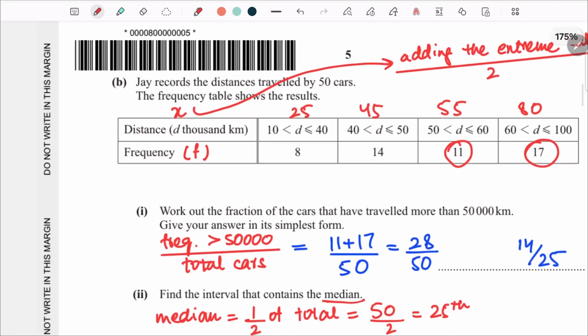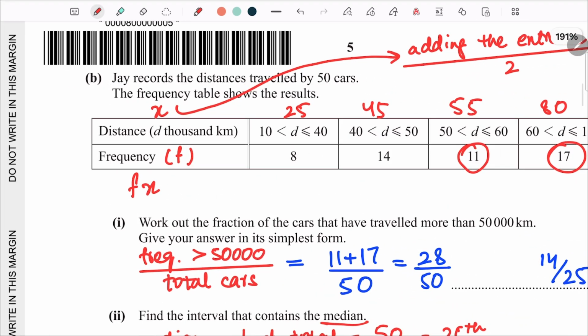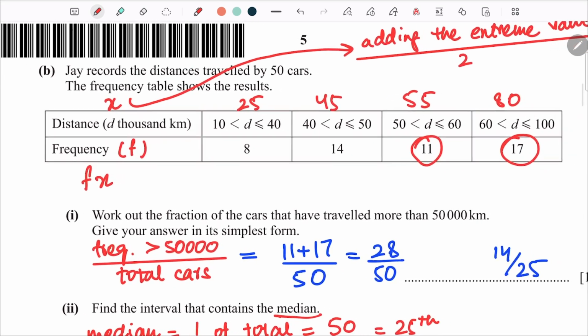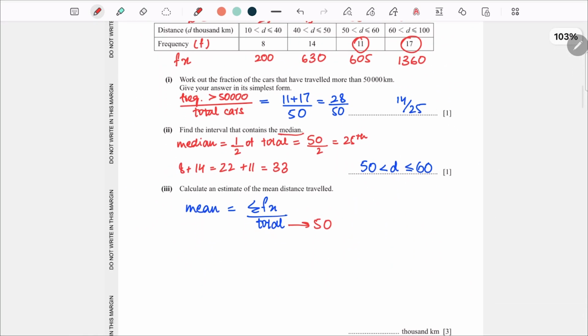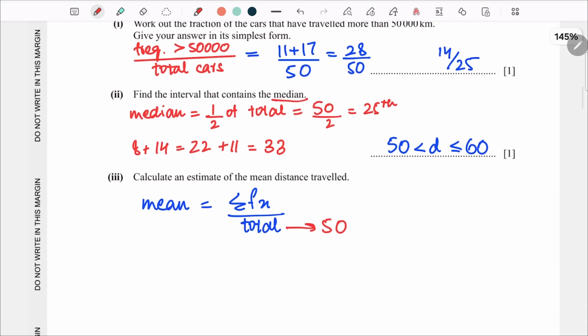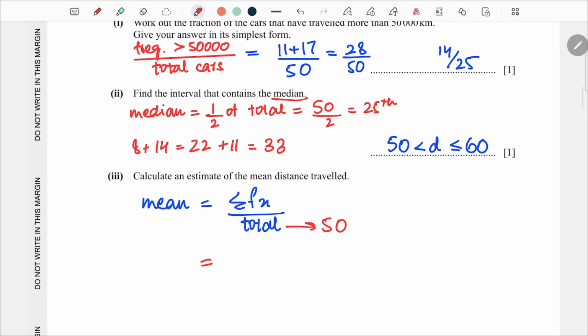So now I'm going to find fx. Fx can basically be found by multiplying the frequency and the midpoints. So 8 into 25 is 200, 14 into 45 is 630, 11 into 55 is 605, 17 into 80 is 1360. Now when I put all the values in the formula, sigma basically means adding.